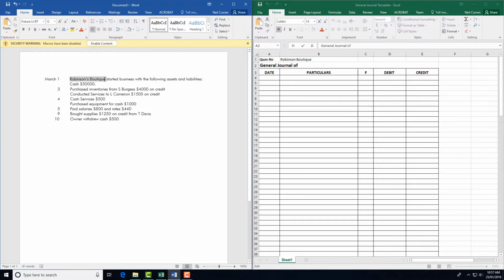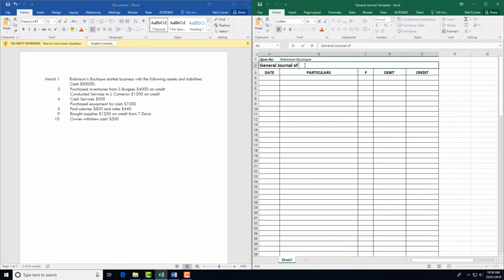The first one here you'll see is Robinson Boutique, and the other word is started. So this is the owner themselves starting the business out. Now, in order to determine whether it's capital contributions or drawings, you look at whether the keyword here is withdrew, which looks at drawings, and the rest will be a capital contribution. The other side is to look at what the owner is contributing. In this case, it is cash.